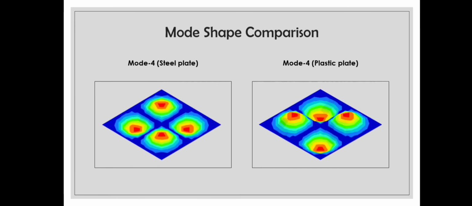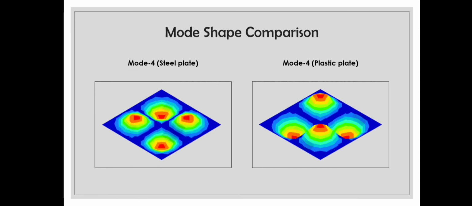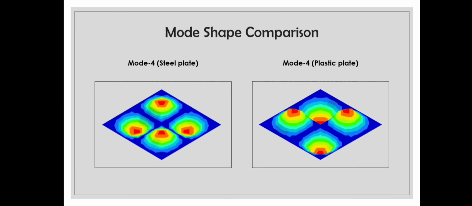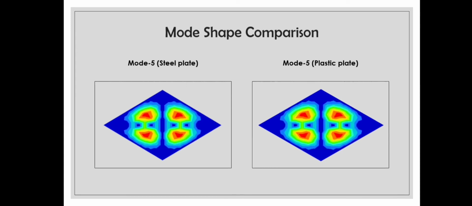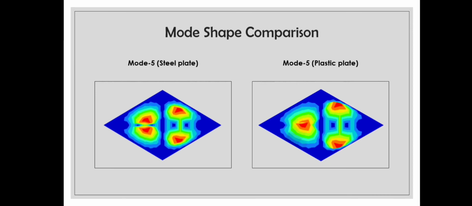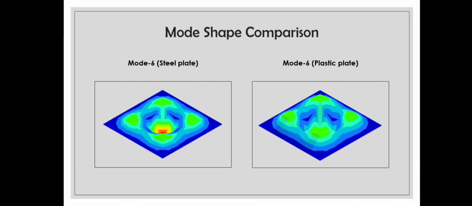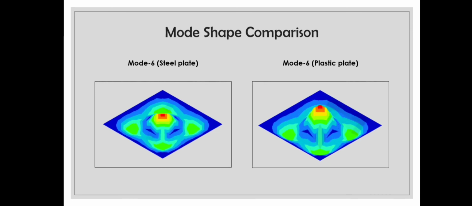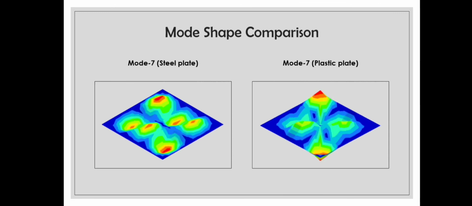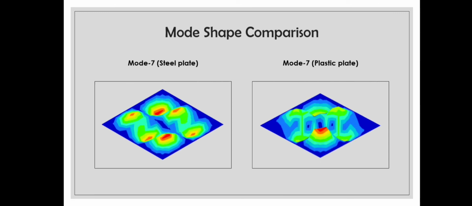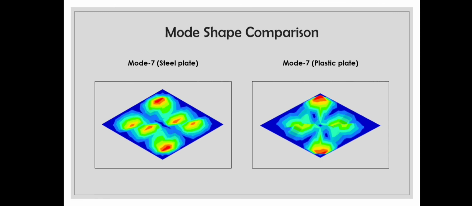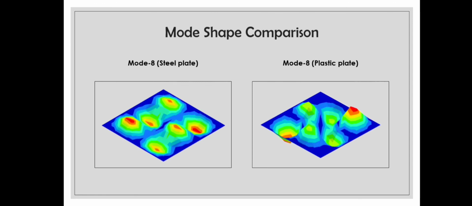This is the fourth mode shape. Well, they're the same. Again, the amplitude is different. This is the fifth mode shape. Similar, amplitude is different. This is the sixth mode shape. Again, same but different amplitudes. This is the seventh mode shape. Different. And finally, the eighth mode shape.